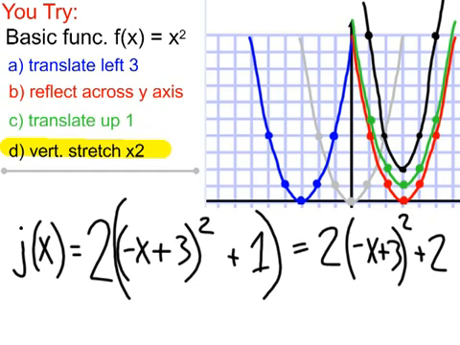And avoid the temptation to take this 2 and move it inside the parentheses. Notice the parentheses are being squared, whereas the 2 is not being squared. So you do not want to move the 2 inside the parentheses. Okay, that should be your final answer for that one.